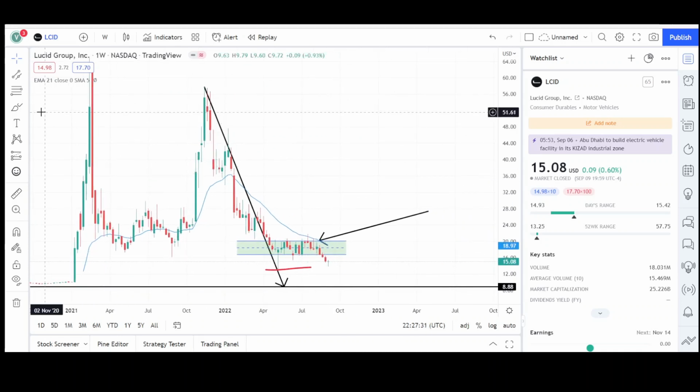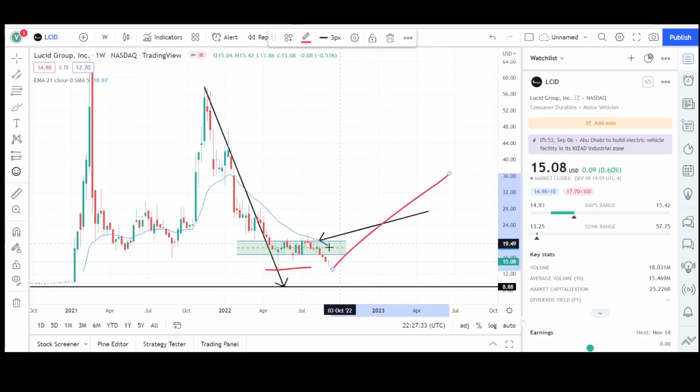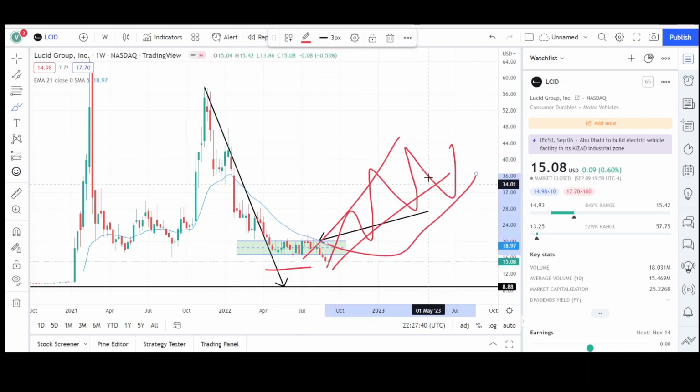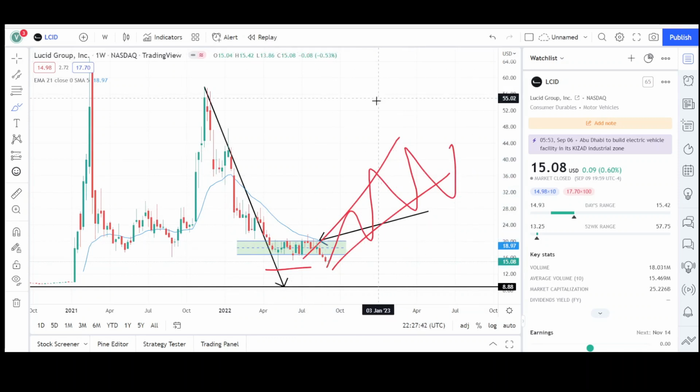So until I see a confirmed uptrend, meaning prices starting to make higher highs and higher lows above this EMA, then there's no reason to be bullish. So that's all I have for Lucid.